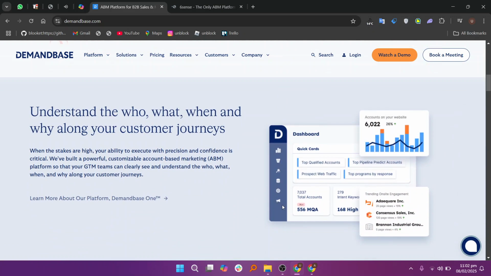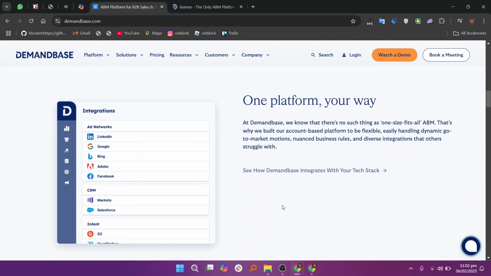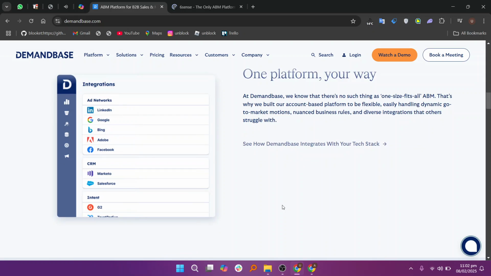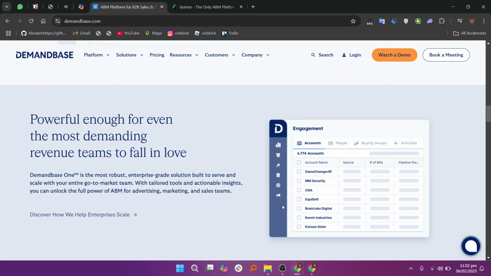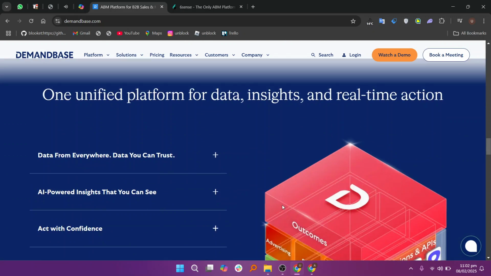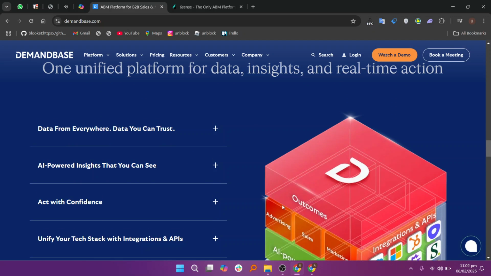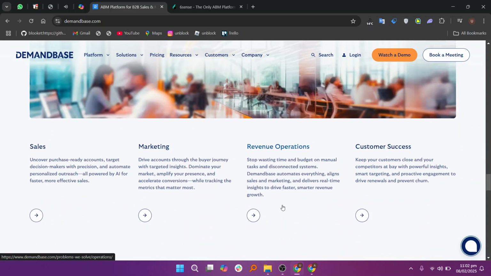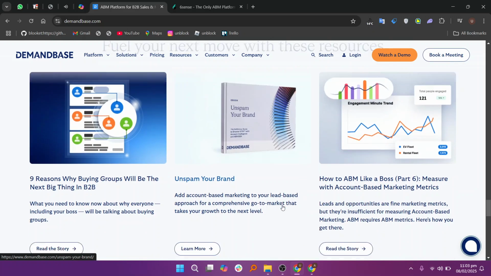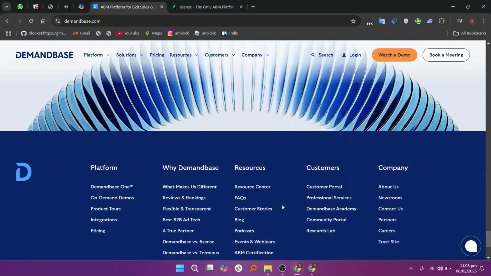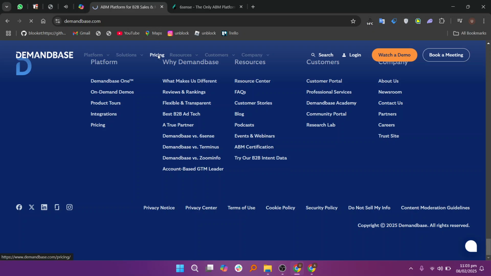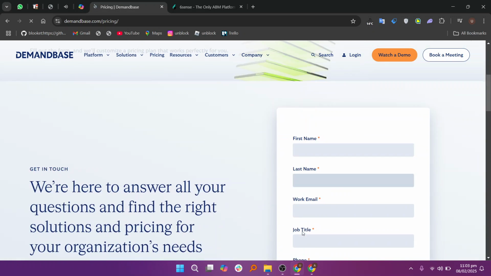Demandbase and 6Sense are both top-tier account-based marketing, or ABM, platforms, but they cater to different needs. Demandbase excels in intent data, AI-driven insights and personalization, making it a strong choice for enterprise-level companies looking to identify, engage, and convert high-value accounts. It also offers deep integrations with CRM and marketing automation tools.